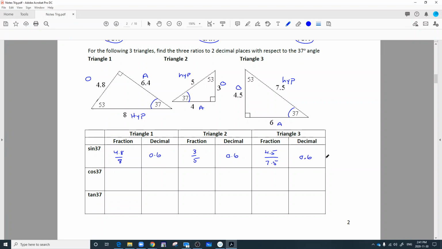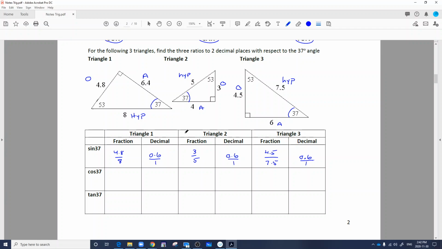Interesting. So the sine of 37 degrees gave me the same ratio, because if I put them in simplified form, as a ratio to 1, they all came out the same.